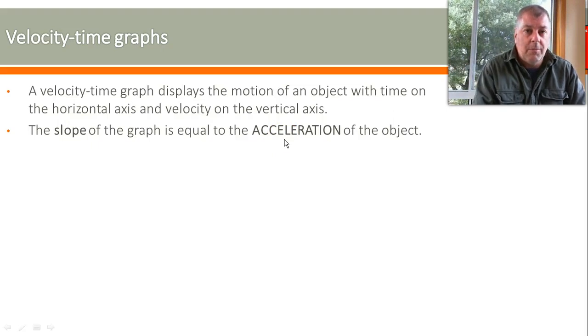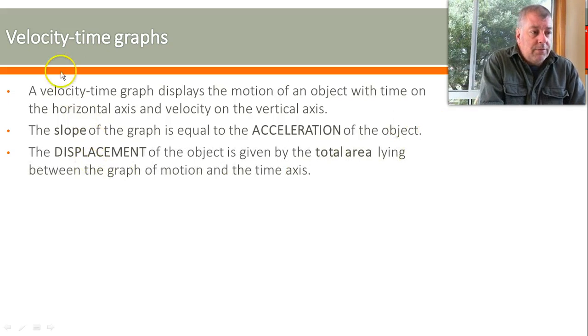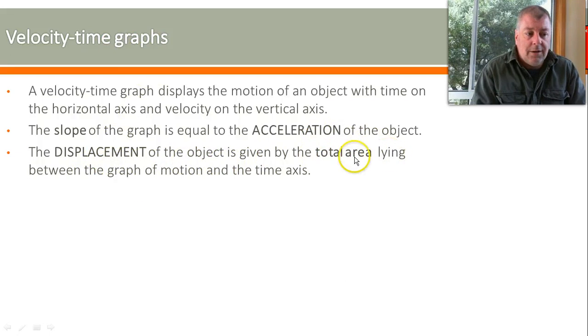You've got to make the effort to recognize what type of graph you're looking at, because that determines what type of interpretation you can make of the slope and other things on the graph. Now, for a velocity time graph, the displacement of the object is given by the total area lying between the graph of motion and the time axis, and we'll look at that in a little bit more detail.